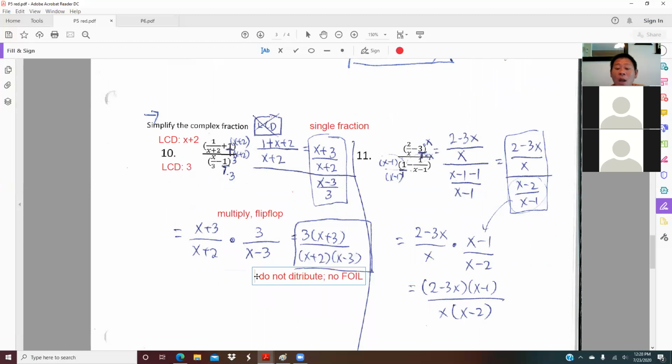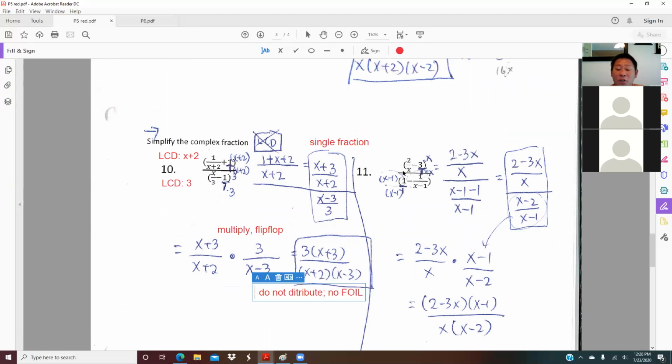Okay. Same thing happens for question number 11. You have to find the LCD in this case for the top one, and the LCD in this case is x. So in this case, we'll have 2 minus 3x over x. The bottom one, the LCD in this case will be x minus 1. So I will multiply the first one by x minus 1. The second one, we already have x minus 1. So we have x minus 1 minus 1.